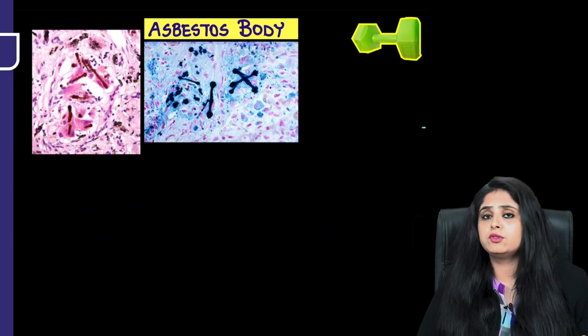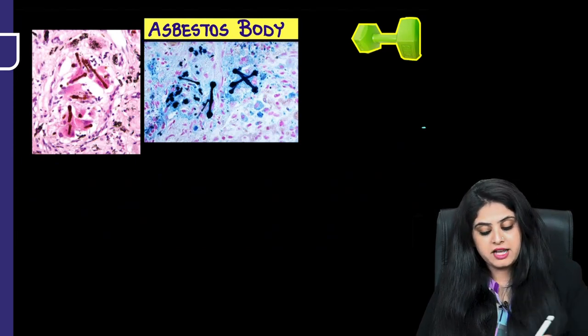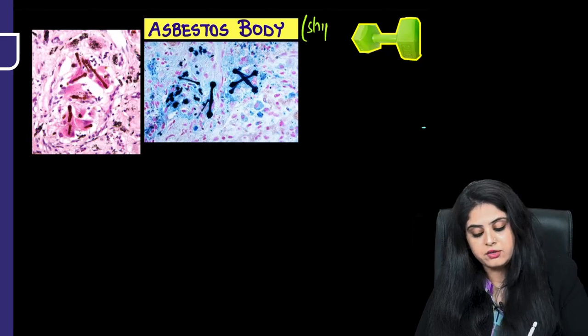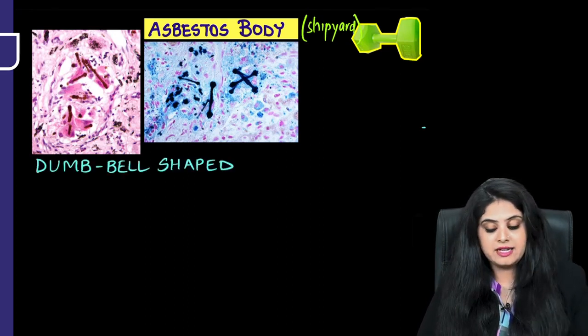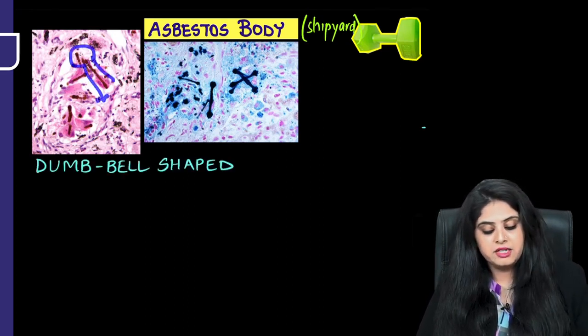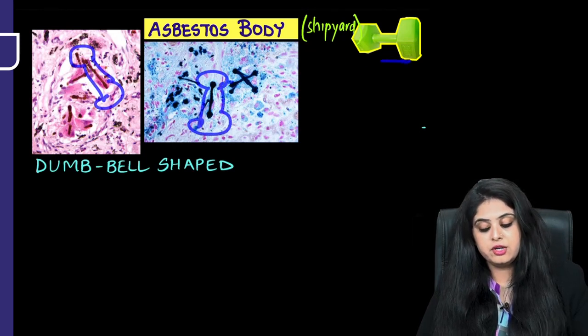The very famous occupational disease, that is asbestosis. For asbestosis, if they have to give you a history, they will always try to give you some kind of a shipyard industry, and the patient will then show you asbestos bodies. How do we identify asbestos bodies? Be it this or be it this, it's a dumbbell shaped body that we have.